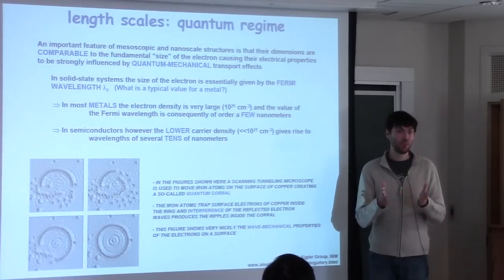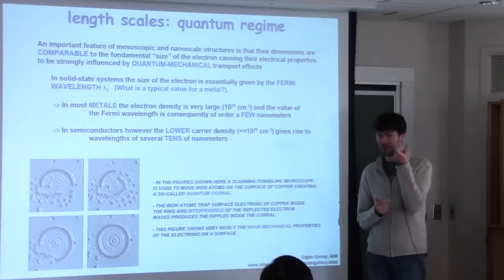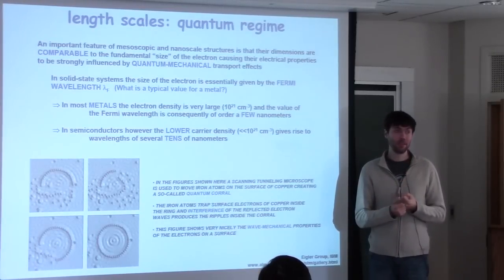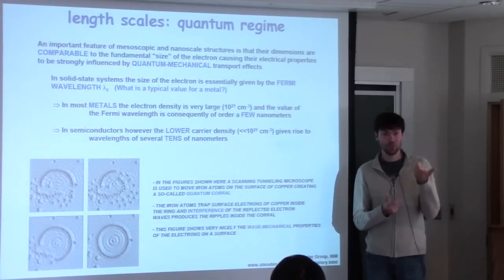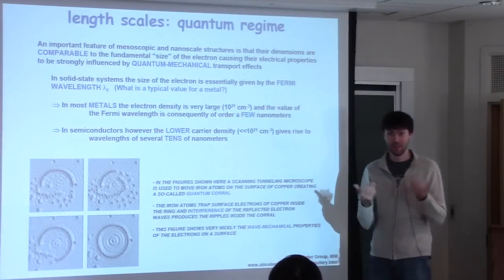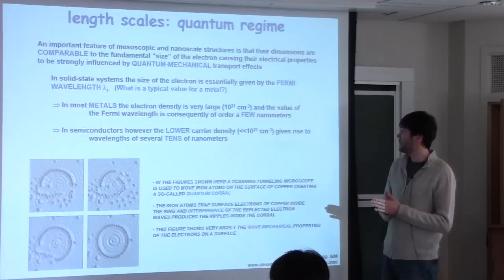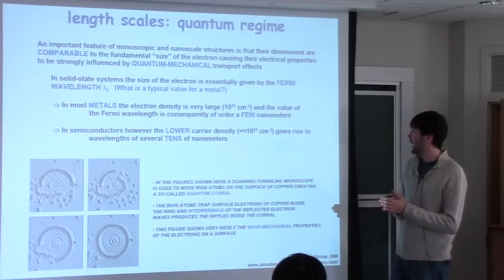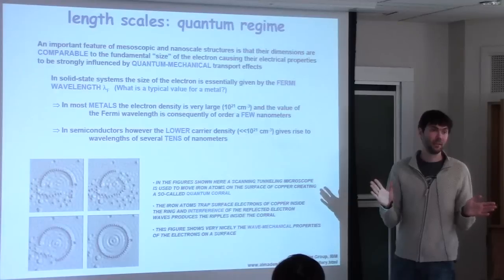But the distance between sites is the inverse of a quantum of momentum in K space. So then it's very easy to see that the Fermi wavelength is about the same as the distance between atoms. Maybe a factor of pi here and there comes in.